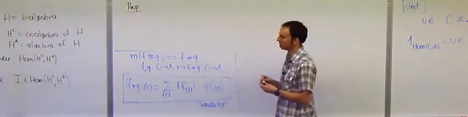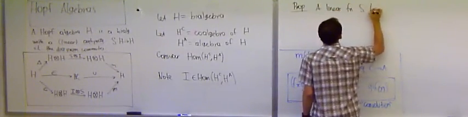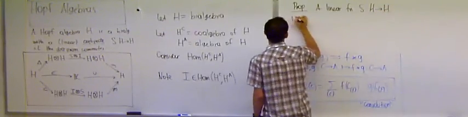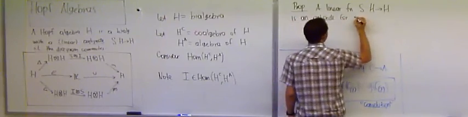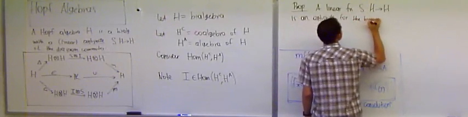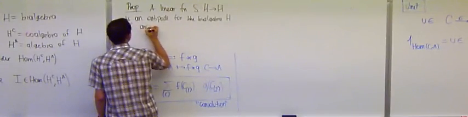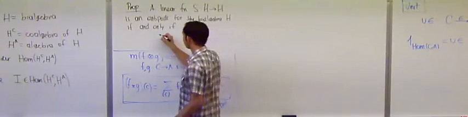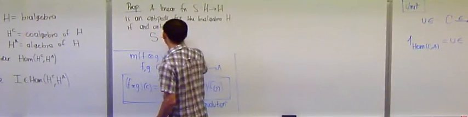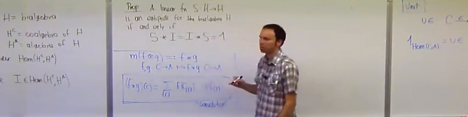In a bialgebra, a linear function S is an antipode for the bialgebra H if and only if S is a two-sided inverse of I in Hom of HC, HA.